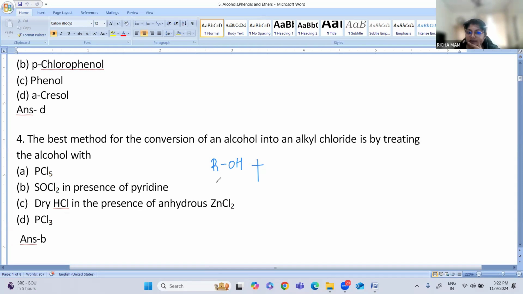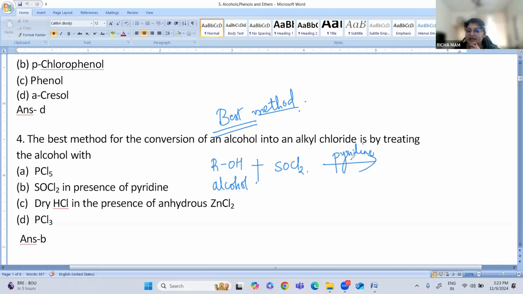Now, when you study the methods of preparation of alcohol, this is the very best method. This is mostly used. Why? Because when you react alcohol with thionyl chloride in the presence of pyridine, pyridine is a base. You are going to reflux this reaction, and what I am going to get is an alkyl chloride.